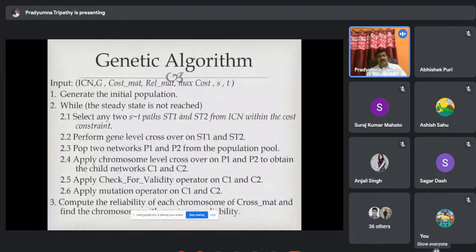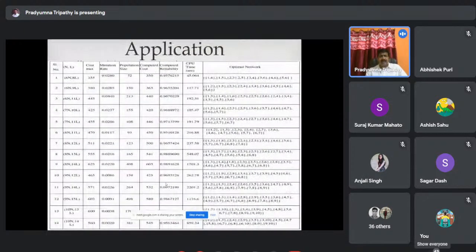This is the entire algorithm, and we have applied it on various kinds of networks that you can see here, including networks with even larger numbers of nodes and links. With some cost constraints and some mutation rates, we have computed and seen what it has generated.